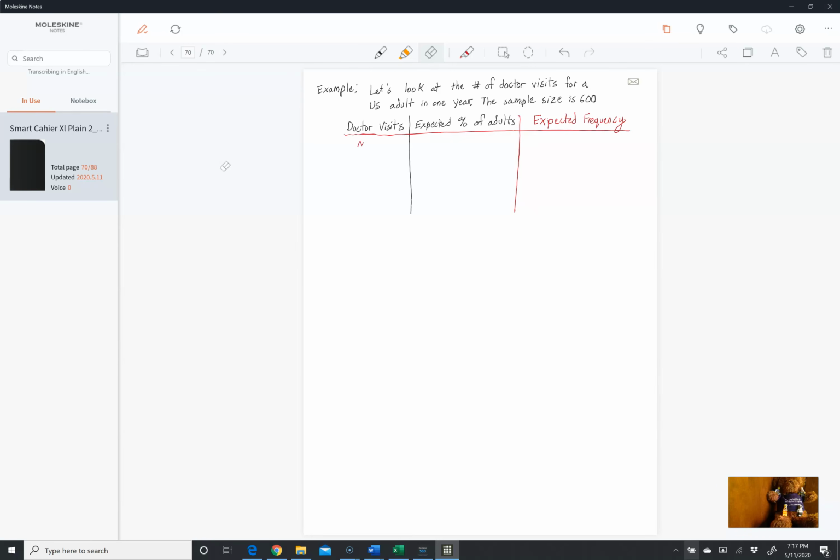So we have no doctor's visits. We have 1 to 3 doctor's visits during the year. We have 4 to 9. And we have 10 plus. Okay. Whoops, I did not mean to put that in red. I'm going to change it to black. And the reason I'm changing it to black is just so that you know what you're given versus what you're trying to find. So the doctor visits, the categories you're given.